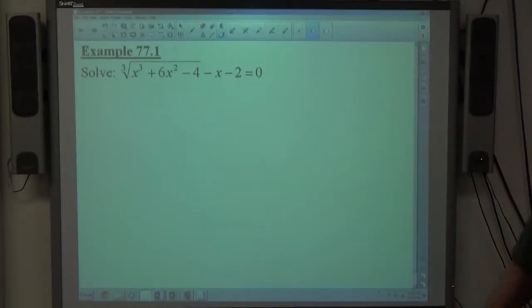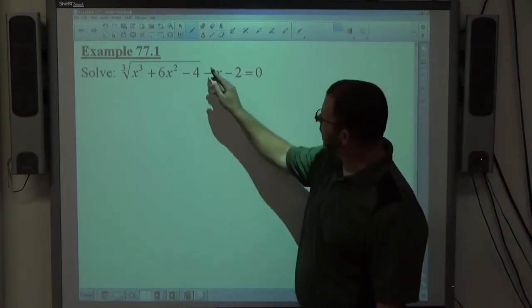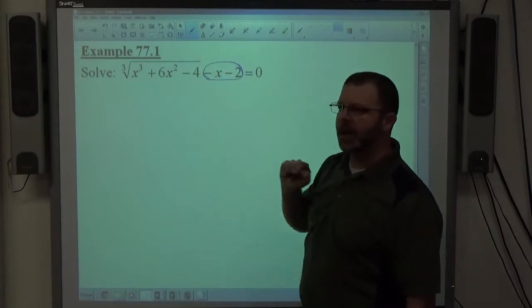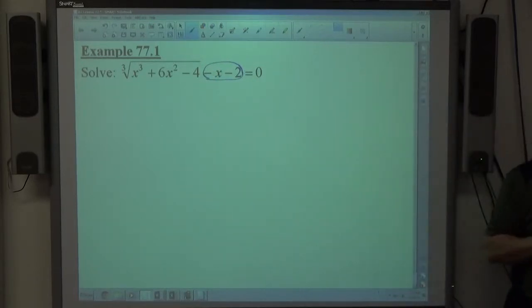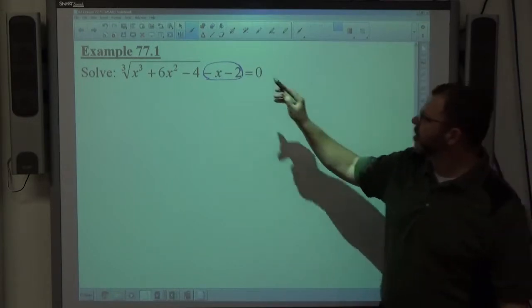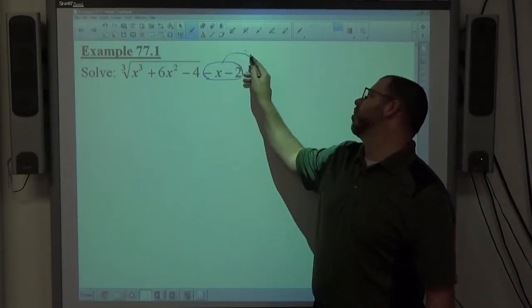Okay, example 77.1, we're supposed to solve the cube root of x cubed plus 6x squared minus 4. Notice the radical ends right there. The minus x and the minus 2 are not underneath the radical. The first thing of radical equations that we learned before, and it still holds true today, is you want to isolate the radical. You want the radical expression by itself. Everything that's not the radical goes to the other side. So I'm just going to throw the x and the 2 over there.